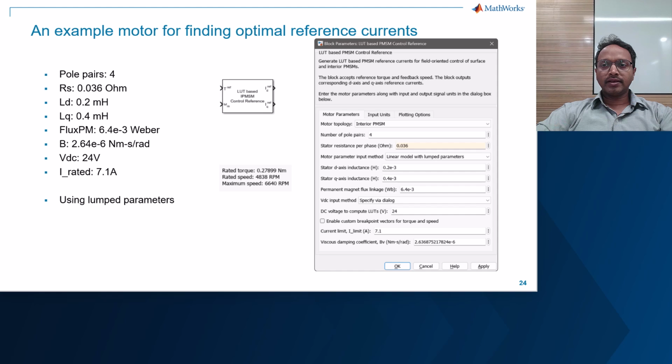Now we know what the constraint curves are and how they change. How to use these curves? Let's take an example motor whose parameters are picked from the default mask values of the block LUT-based PMSM Control Reference. The resistance is updated to 10% of the default value so that the voltage limit curve appears horizontal. With these parameters, the rated torque comes to around 0.28 Nm, while the rated speed is around 4800 rpm and the maximum speed is around 6600 rpm. We used a lumped parameter model for the motor so that our computations are faster. The curves look like the ones that we saw before.